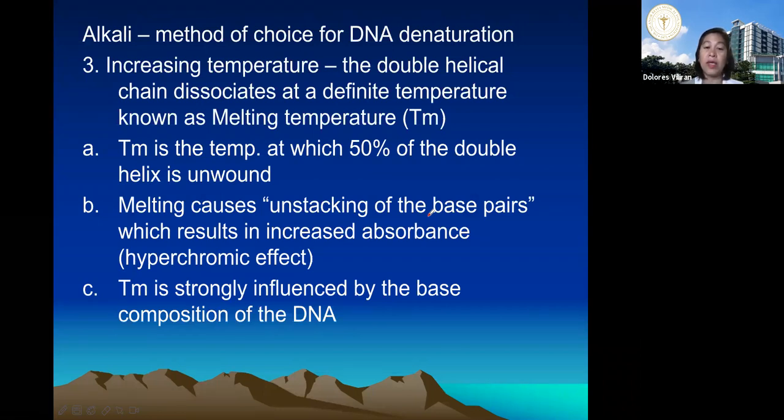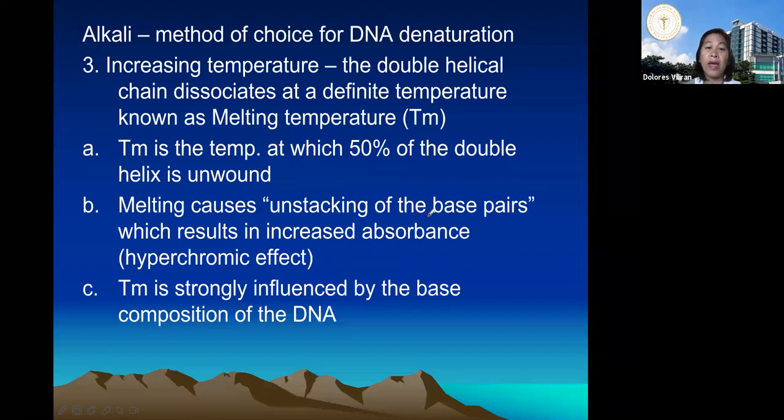And the Tm is strongly influenced by the base composition of the DNA. So which do you think will require high Tm values? DNA with more AT pairs or DNA with more CG pairs? What do you think?